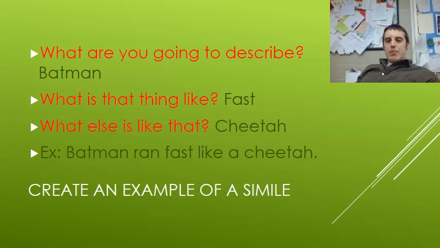So in this example, what are you going to describe? Let's describe Batman. I wonder why. I've never used Batman as an example. So Batman, what is he like? Well, he's really fast. It's one of the things that describes him. What else is like that? Cheetahs are really fast. So my simile would be Batman ran fast like a cheetah. Remember, if you create a simile, it's got to have the word like in it.